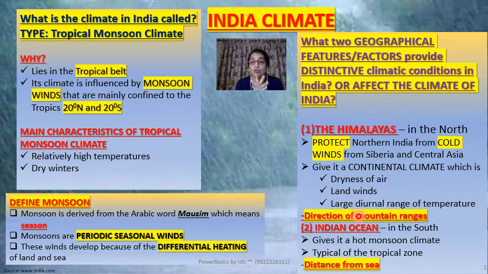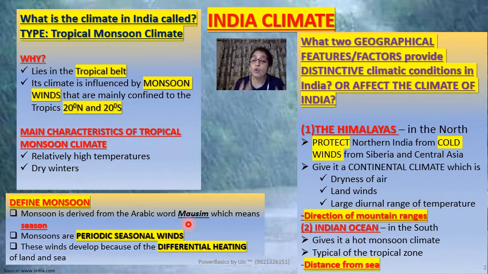So the two reasons, the Great Himalayan range in the north and the Indian Ocean in the south, are two of the main geographical features that provide a distinctive climatic condition in India. Define monsoon. Monsoon is derived from the Arabic word mausim, which means season. What season? Rainy season. Water everywhere.